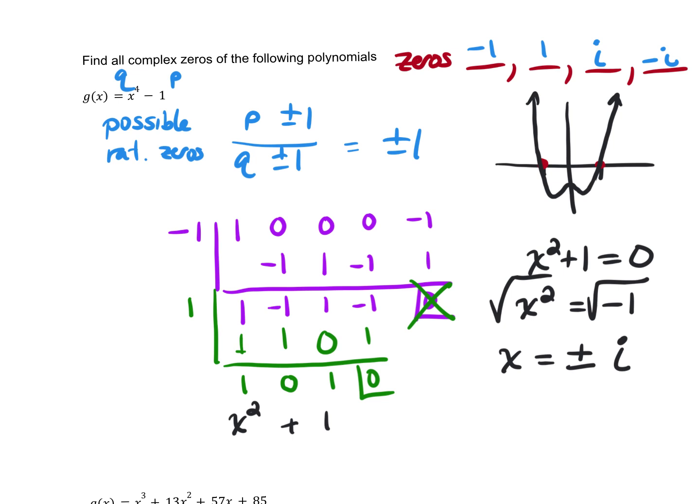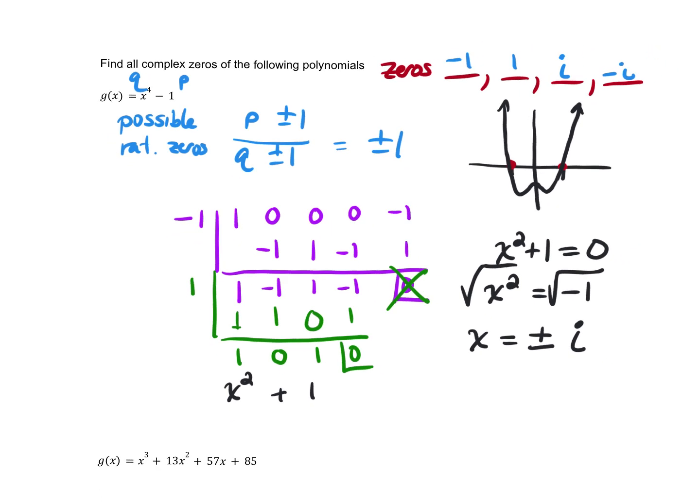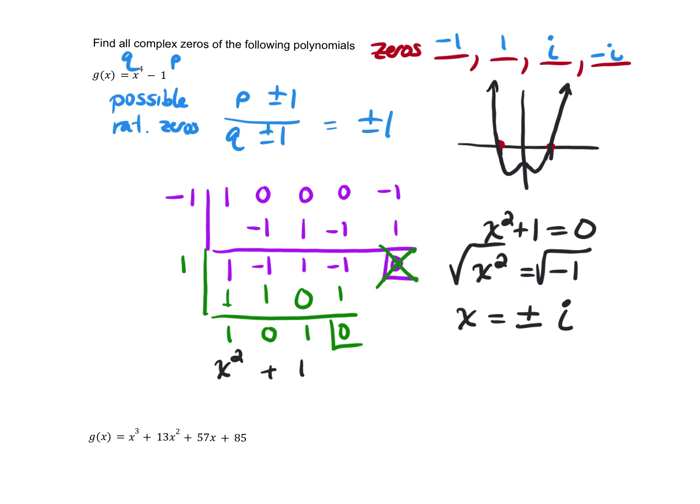2 real, 2 imaginary. Now this problem doesn't ask for it, but I could certainly write this in factored form if I wanted to. I could say g of x equals x plus 1, x minus 1, x plus i, x minus i. Again, not something that you have to do, but you are welcome to do that. And the problem could ask that as well.